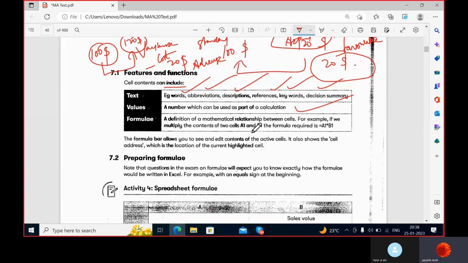See, a formula is nothing but, for example, if you want to multiply the contents in column A and column B, cell A and cell B, you can just put this function in this one. You click that and it will multiply all the values.